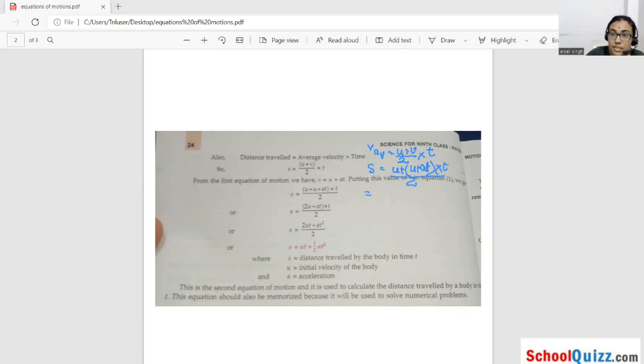This is u. In place of v, you're going to write u plus at, because we derived it from the first equation of motion. Clear? From the first equation of motion, we know the value of v is u plus at.